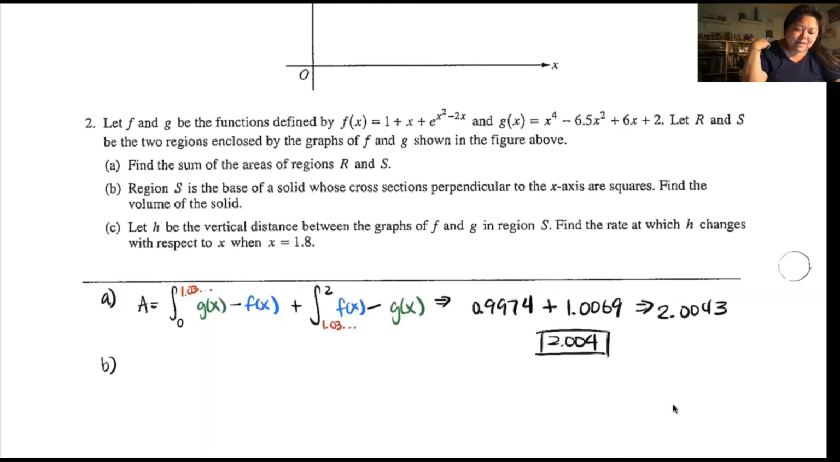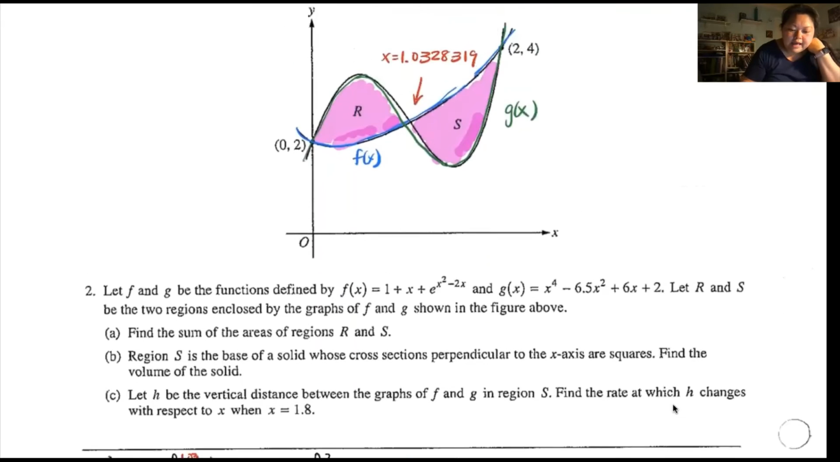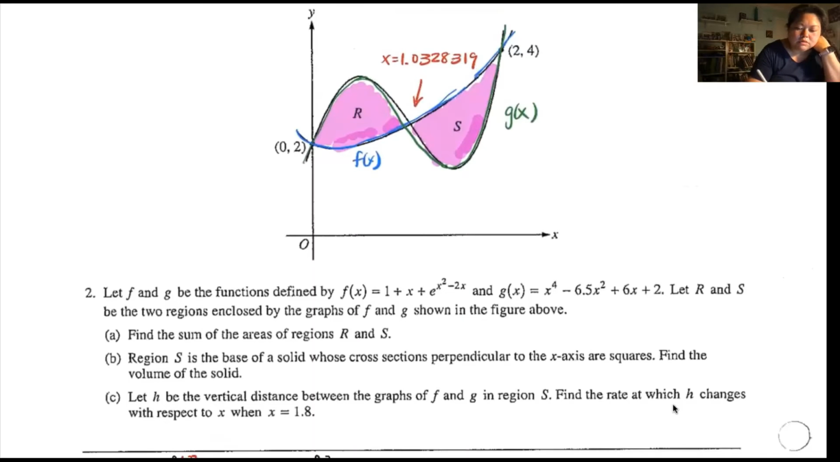Region S is the base of a solid whose cross-sections perpendicular to the x-axis are squares. Find the volume of the solid. So you're looking at region S, right? And again, if you really need to, it doesn't really hurt to do this. You can sort of see this three-dimensionally. So remember, our three-dimensional picture looks something like this. That region S looks something like this. That's your region S, right?